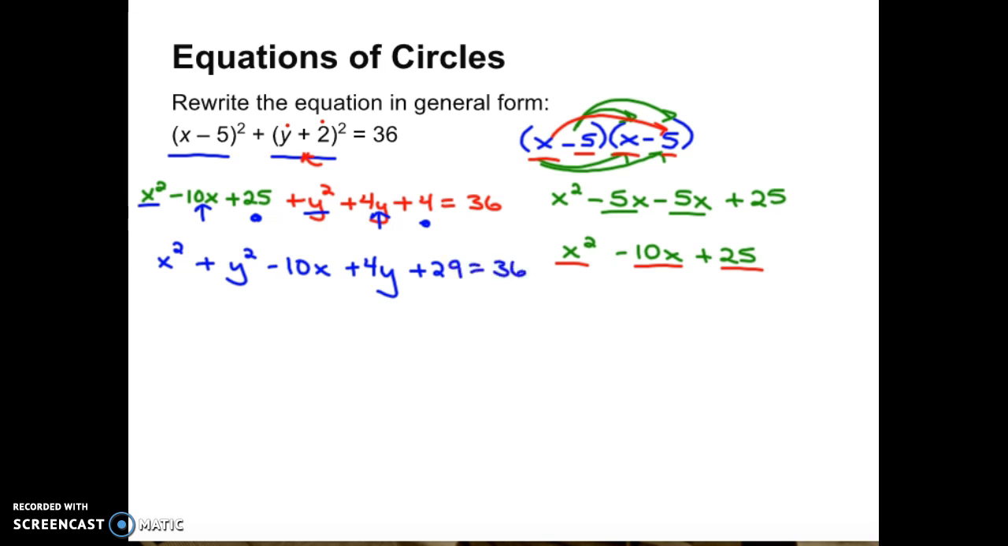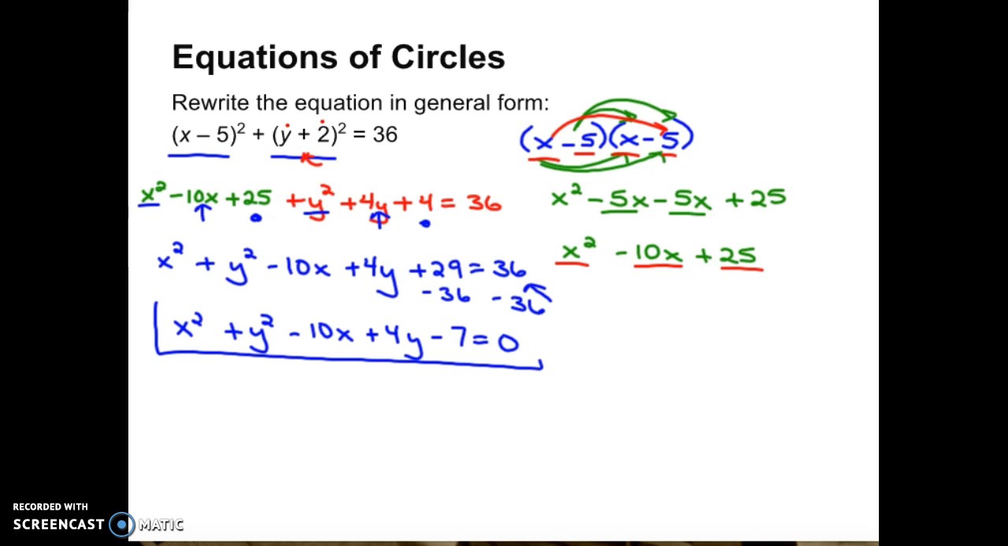The last thing I want to do, if you saw in the general form, there's a 0 over in this spot, so I need to subtract 36 on both sides to actually get the general form. So my final answer will really be x squared plus y squared minus 10x plus 4y, and 29 minus 36 is negative 7, equals 0. So again, all I really did is multiply everything out and write it in a certain order. I always put the x squared first, y squared second, and then the x's, y's, and the number at the end. And that's the general form.